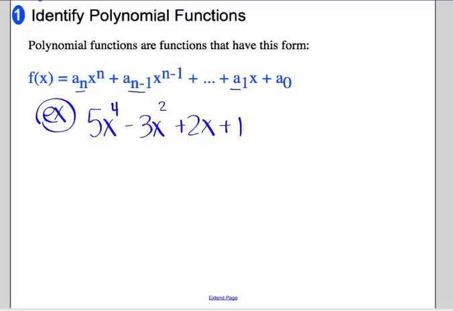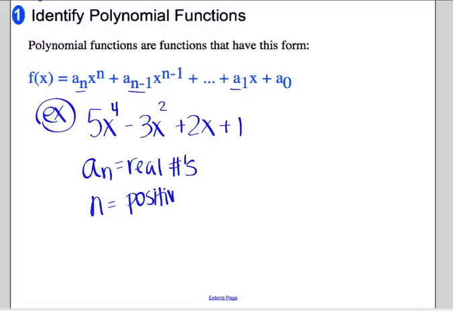Now, one thing that we have to know is that the a sub n's have to be real numbers. So your coefficients can't be imaginary numbers. And your n's, your exponents, have to be positive whole numbers, or positive integers, in order to be a polynomial. So you can't have fractional exponents or negative exponents. That will make it not a polynomial.